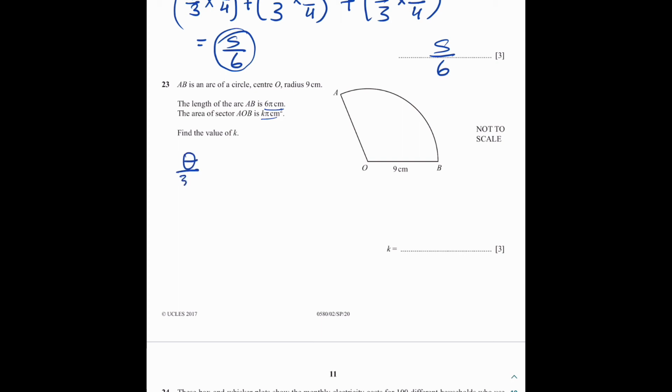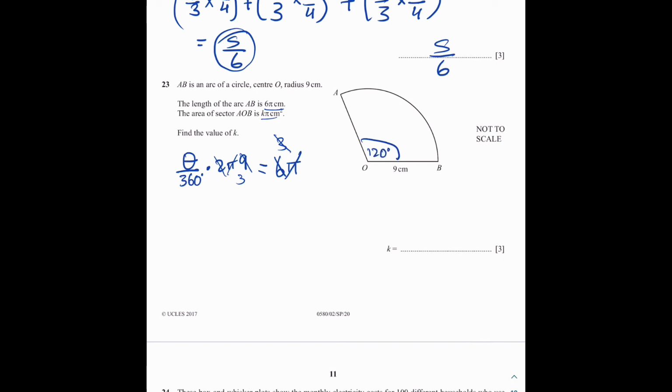So theta over 360 degrees times 2 pi r. 2 pi times 9 is equal to 6 pi. Pi and pi cancel out. 6 over 2, that's 3. 3 over 9, that's 1 over 3. So 1 over 3 times 360. 360 over 3. Theta is 120 degrees.